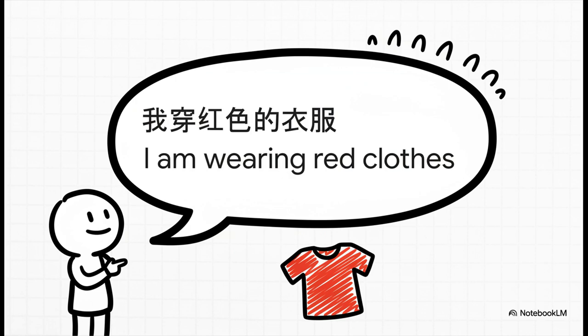First, I'll say it at a natural speed. 我穿红色的衣服. So, what does it mean? It translates to, I am wearing red clothes. It's simple, it's direct, and it's something you could hear or say every single day. Let's get comfortable with how that sounds.